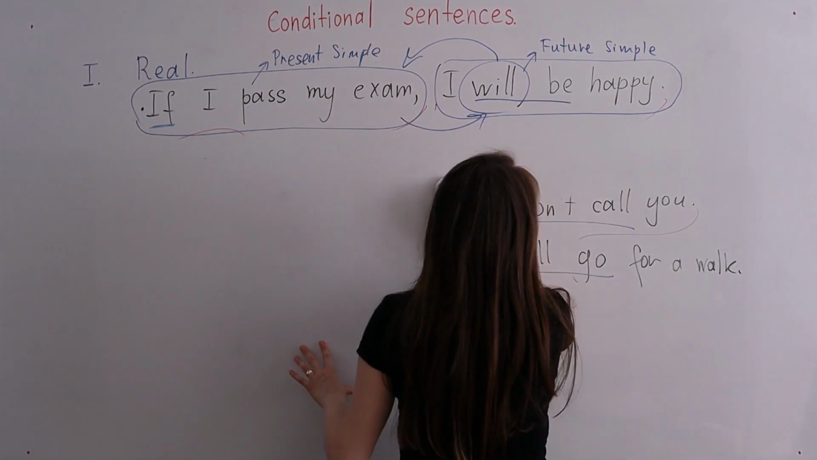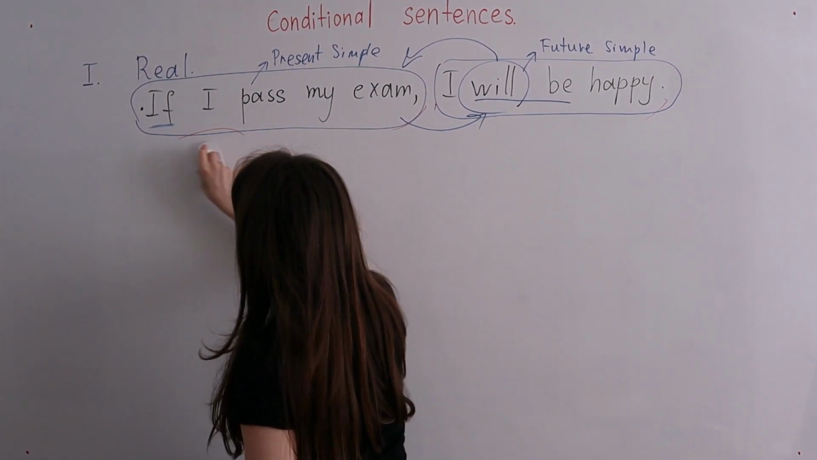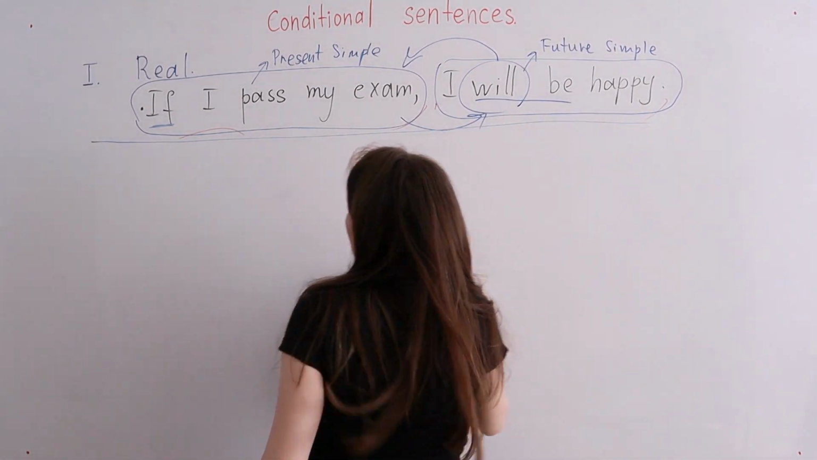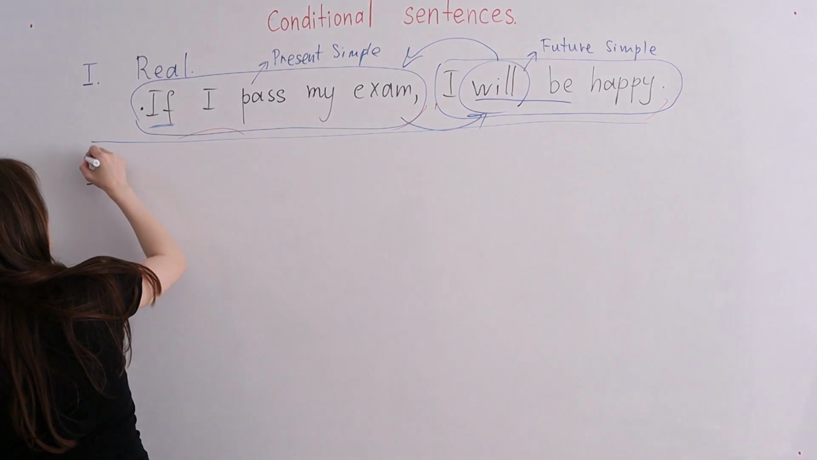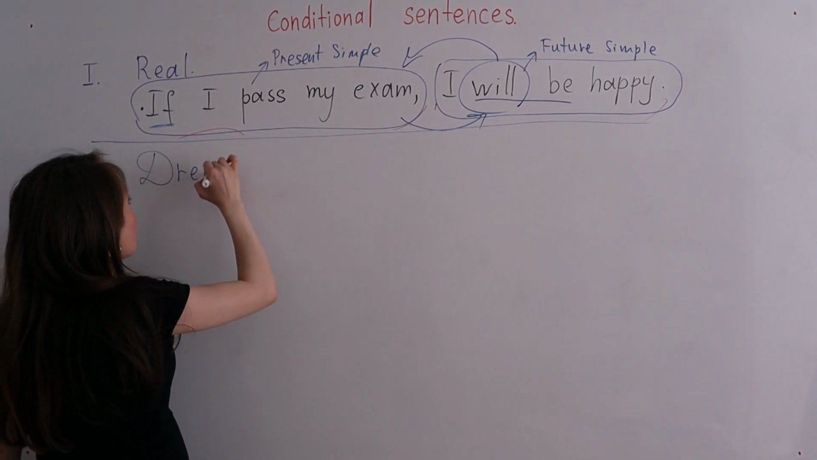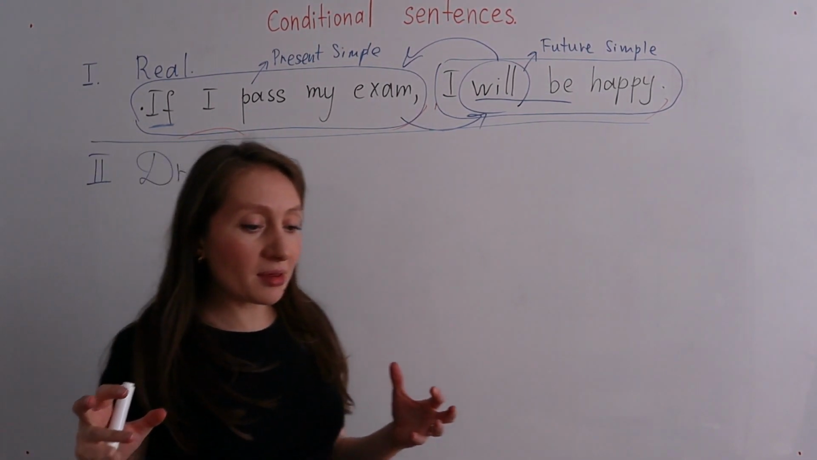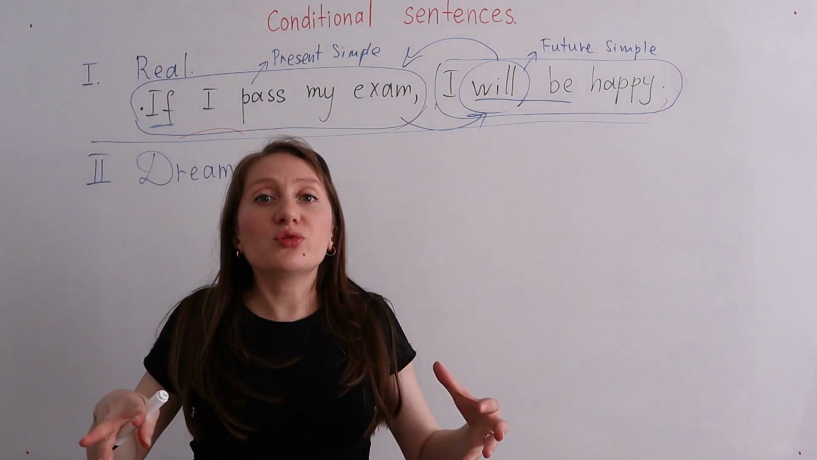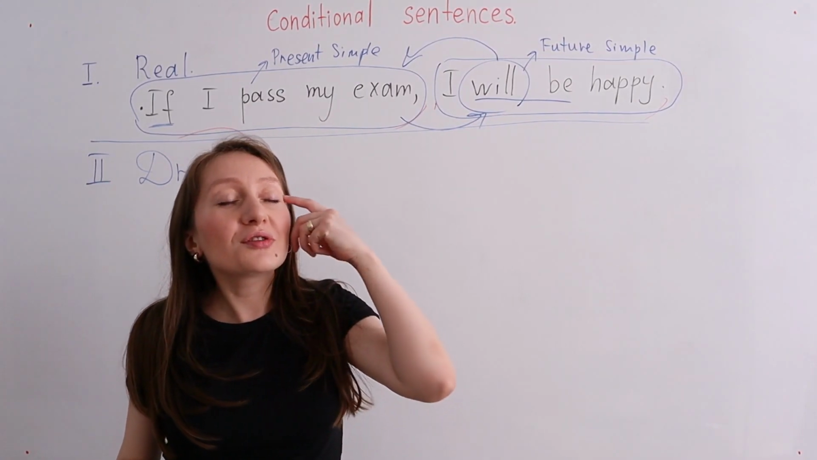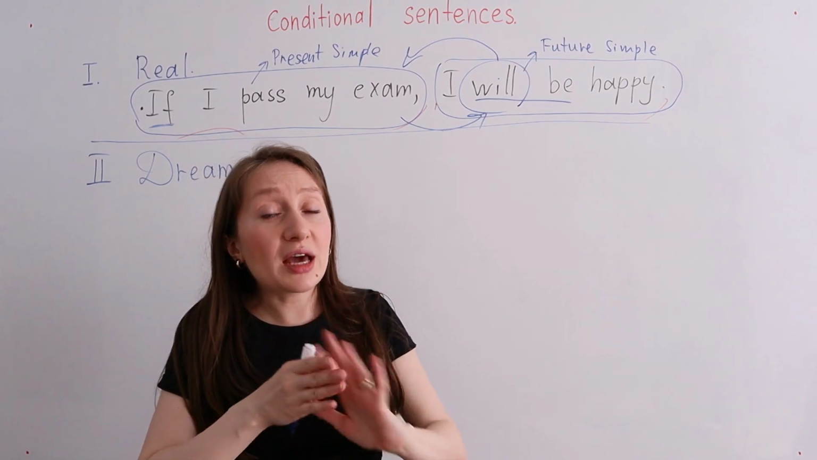And we will start talking about type 2. So, type number 2, we call it dreams. It means something right now it's not real. Something that you want right now, but you don't have it right now. So you are dreaming. I want it in my life, but right now I don't have it.